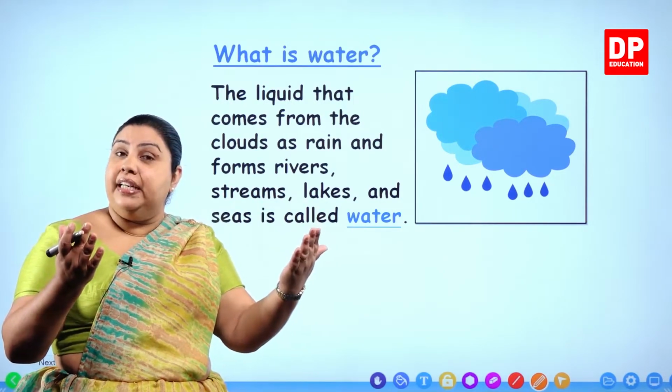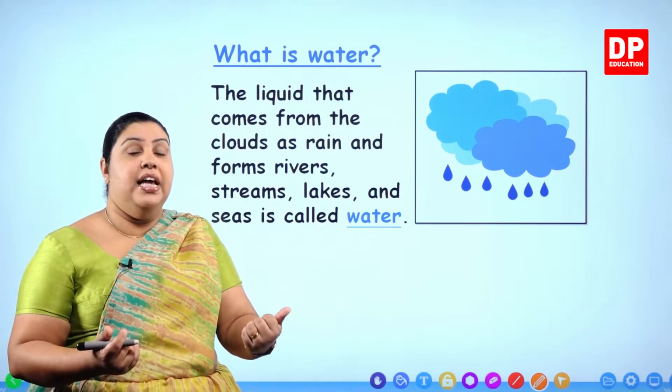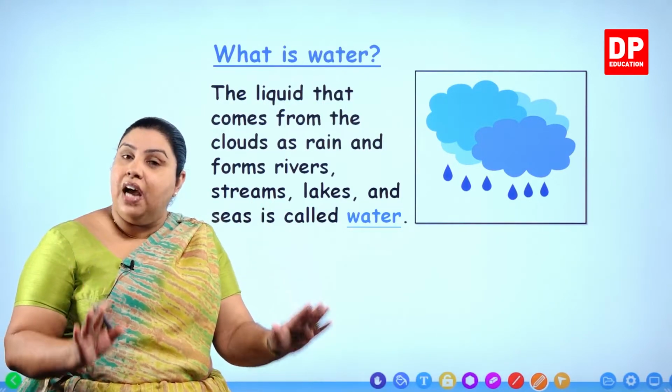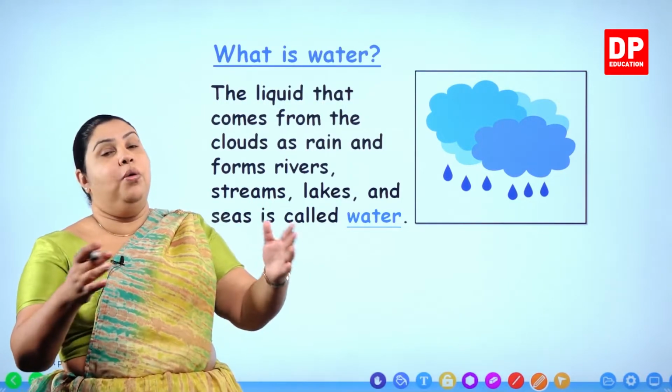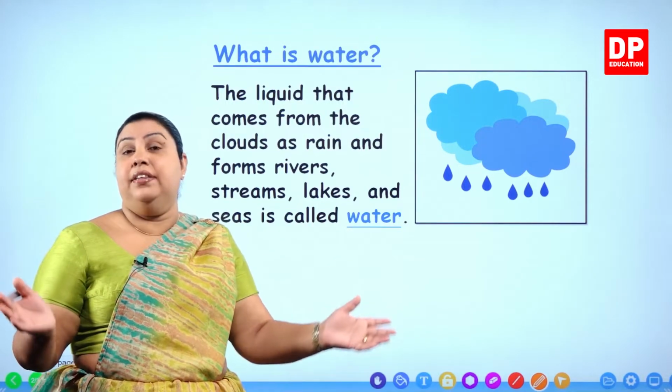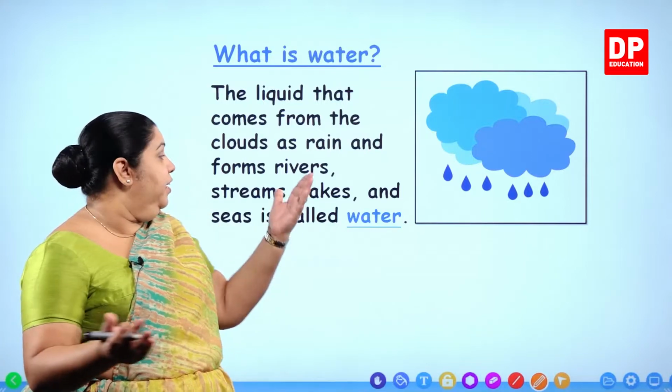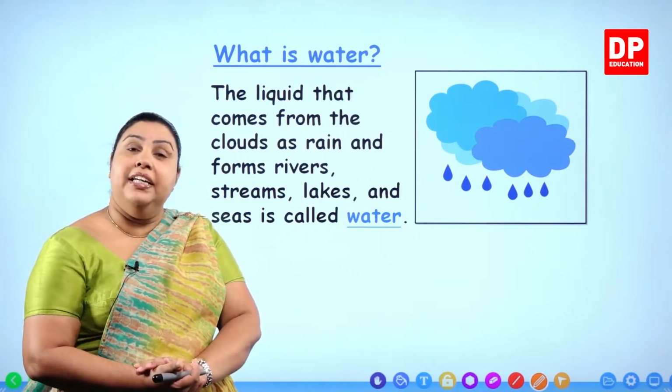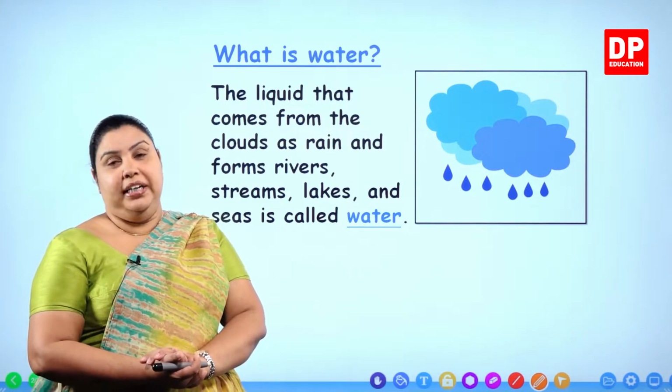The liquid that comes from the clouds as rain, it falls down to the ground and it forms lakes, rivers, streams, and then the big seas and the oceans. That is called water.